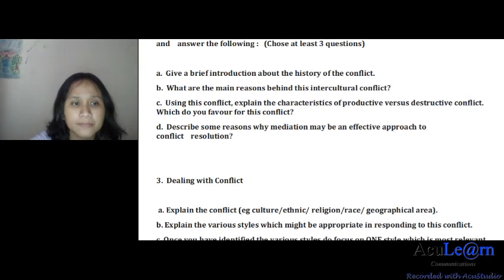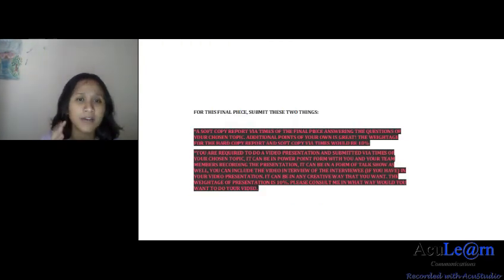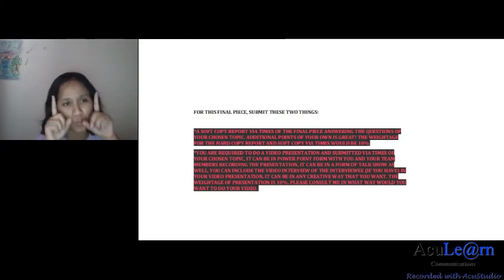Okay, so for this final piece, it's important that you choose one question only. So we have three options. In those three areas, choose one question only and answer the questions inside there. Okay, so what you do as a group is that you write up a report of your chosen topic, and you can have additional points on your own as well. Okay, that would be 10%.